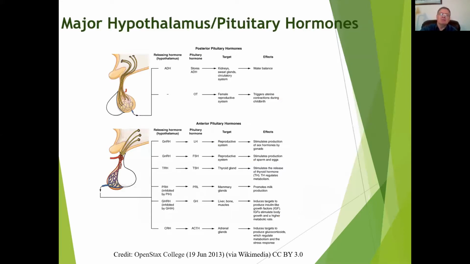Now, the above shows the major hormones or factors in the hypothalamus. This OT should be oxytocin. It's produced in the hypothalamus.